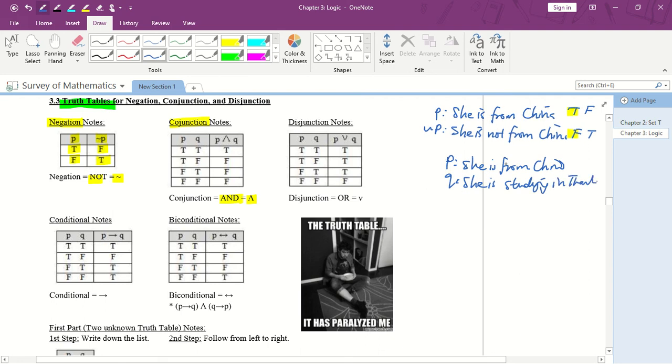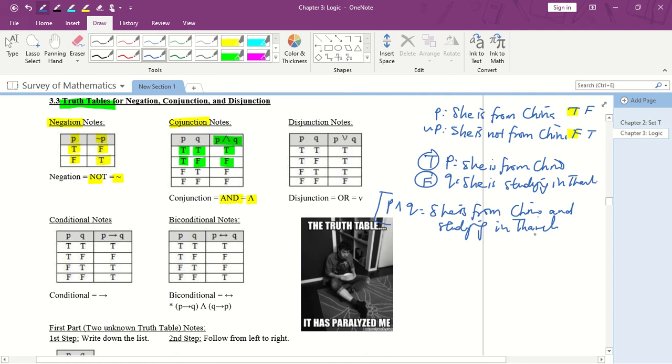Now, I don't know whether each of these is true or false. So here it says that if both of them are true, the compound statement becomes true. If one is true and one is false, P is true and Q is false, it becomes a false compound statement. Which means that if this is true and this is false, when I combine it saying P and Q, "she is from China and studying in Thailand," the whole thing will automatically become false.